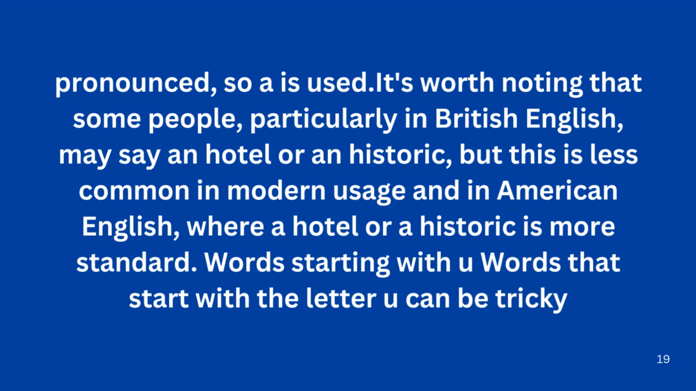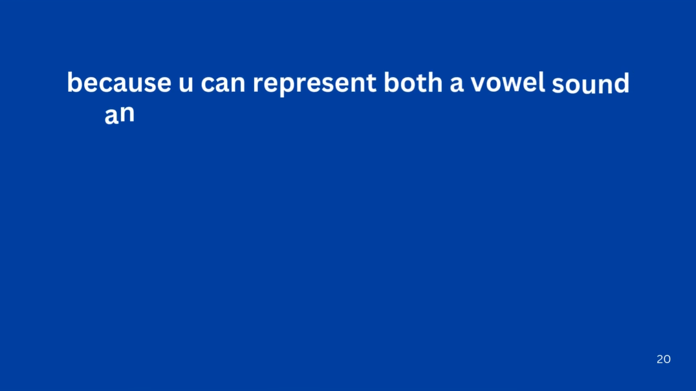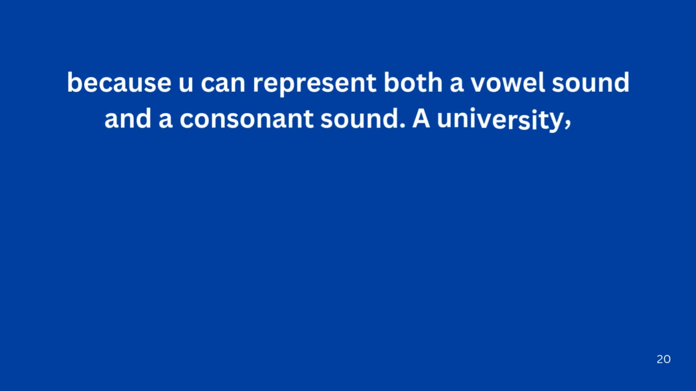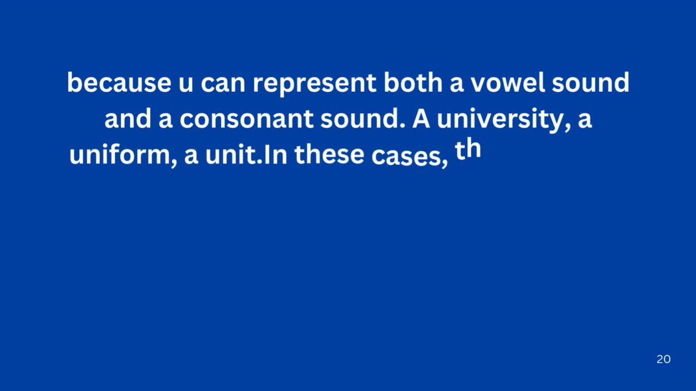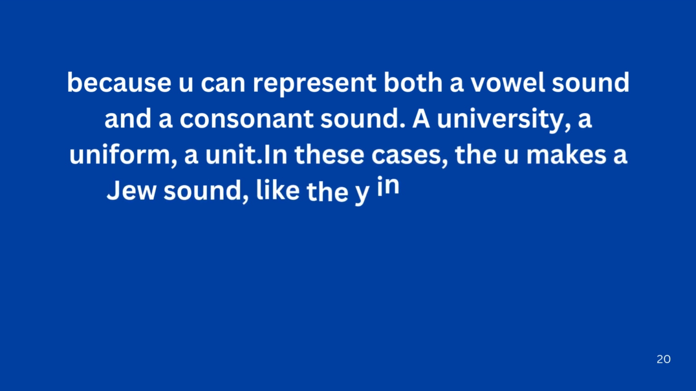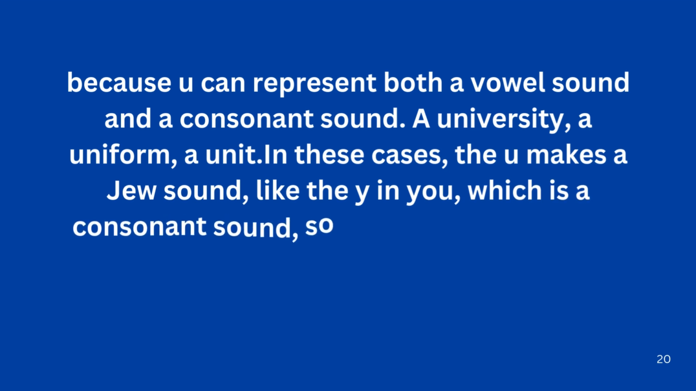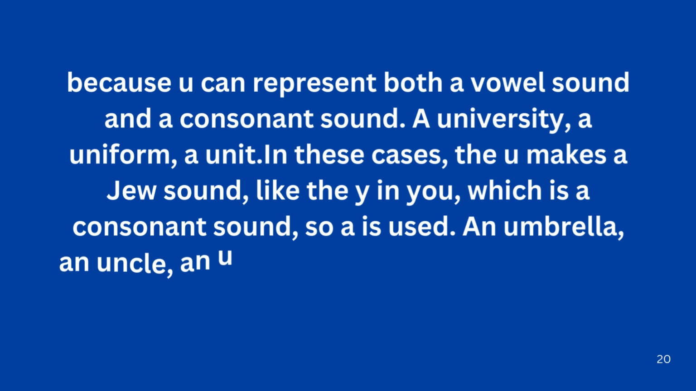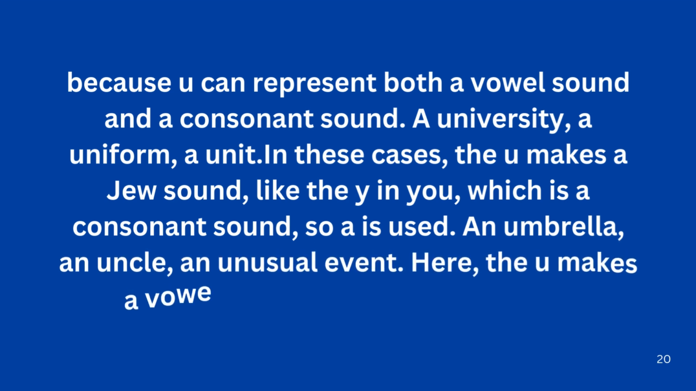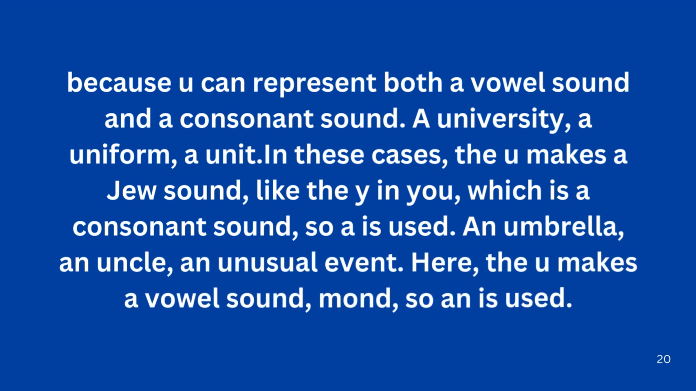Words starting with U. Words that start with the letter U can be tricky because U can represent both a vowel sound and a consonant sound. A university, a uniform, a unit. In these cases, the U makes a yoo sound, like the Y in you, which is a consonant sound, so a is used. An umbrella, an uncle, an unusual event. Here the U makes a vowel sound, uh, so an is used.